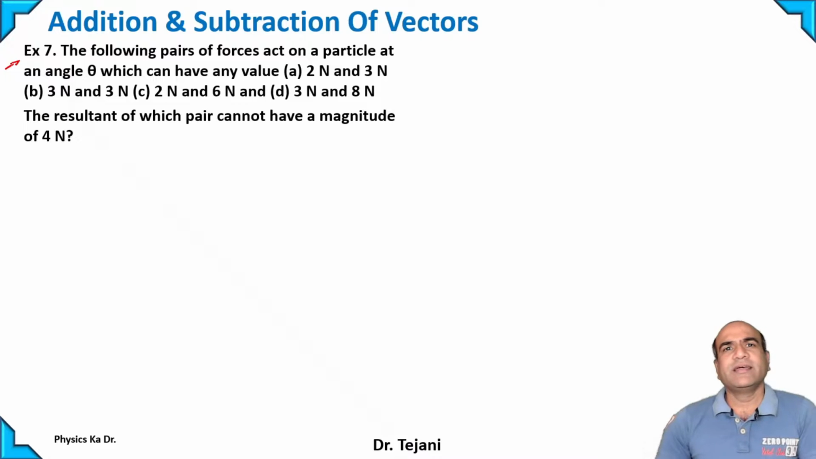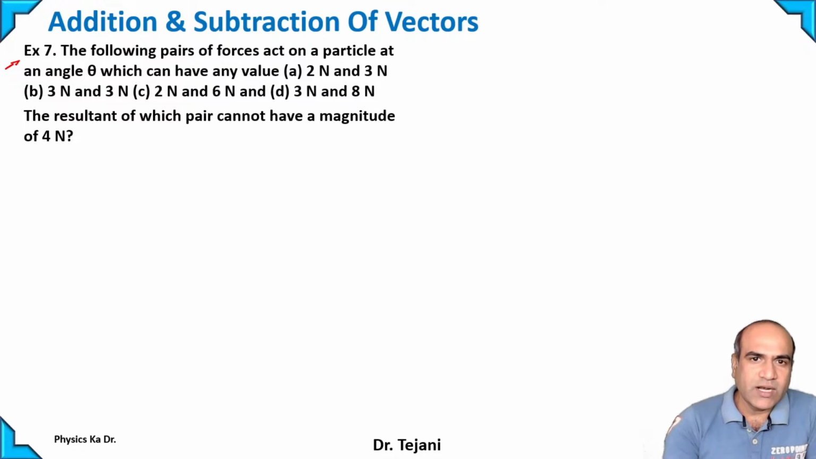Let's have example number 7. What is mentioned here? The following pairs of forces act on a particle at an angle theta, which can have any value. So there are four options given. The values can be 2 N and 3 N, and likewise B, C, D are given. The resultant of which pair cannot have a magnitude of 4 Newton. See here, it is given like that, having two vectors A and B. A and B have some angle theta, and theta is unknown, right?